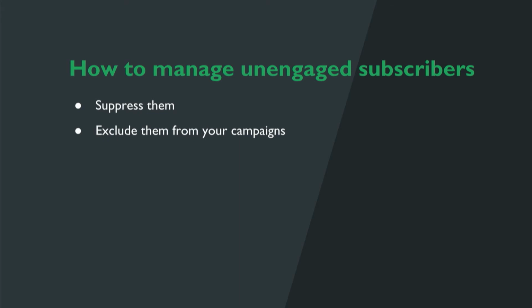Alternatively, if you don't want to do that and you still want them to be able to trigger flows and so on, you can just exclude this group from your campaign sends. So if you do that, when you're building a campaign, you'll have the option to include or exclude certain lists and segments. Just always exclude this group from your campaign sends so that you're not emailing them.